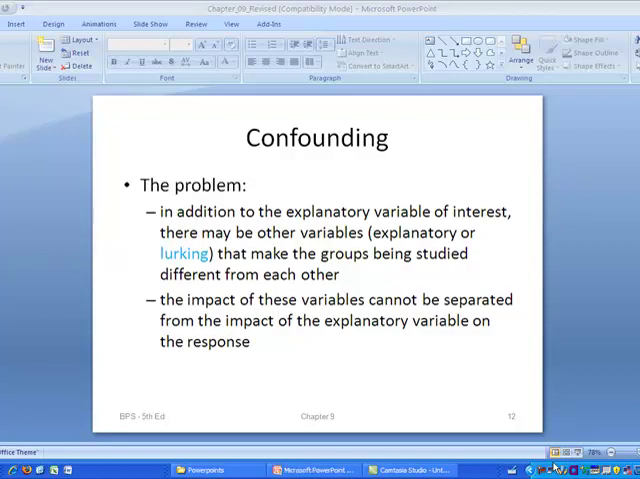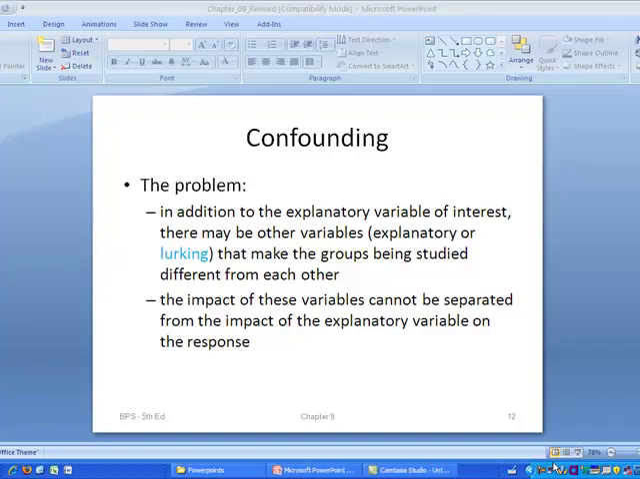So what can we do? Well, if you're in an experiment, you can randomize subjects to receive different treatments. When you do that, you hope that the possible confounding variables would even out across the groups. And in an observational study, measure potential confounding variables and determine if they have an impact on the response. So in other words, we can adjust for these variables when we do the statistics. So let's look at an example.